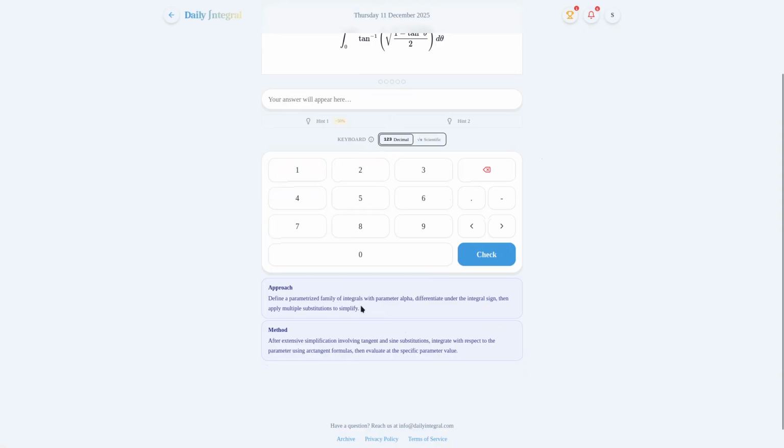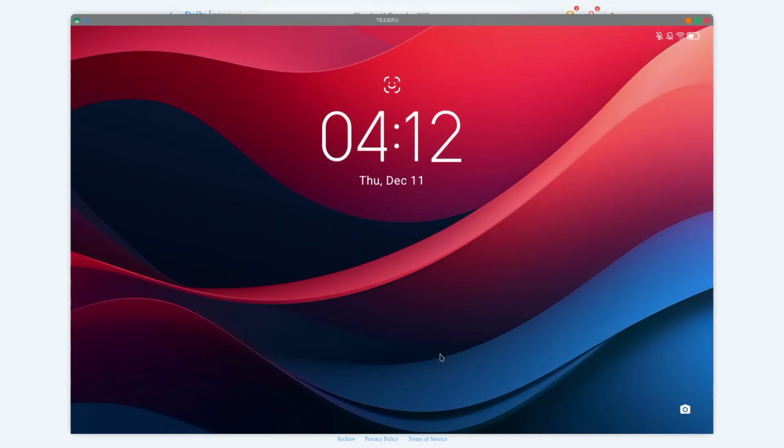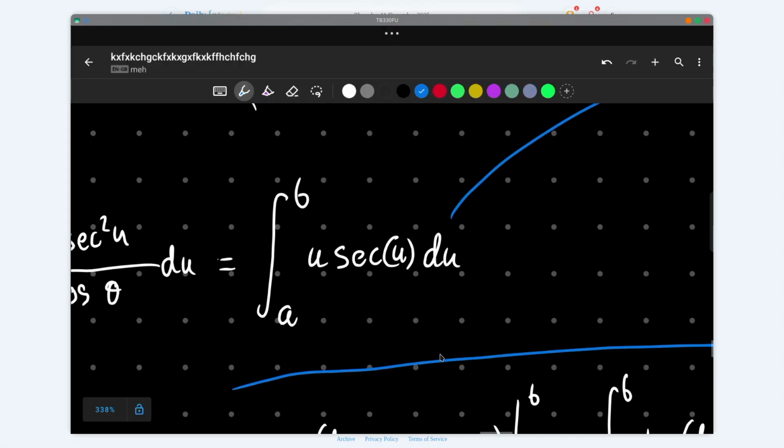Define a parameterized family of integrals with parameter alpha, method after an extensive simplification of tangent and sine substitutions. Integrate with respect to a parameter using arctangent formulas and then evaluate at a specific parameter. Okay. Let me try that. I guess. Don't know how I'm going to do that.